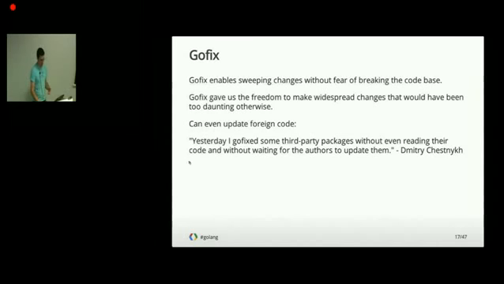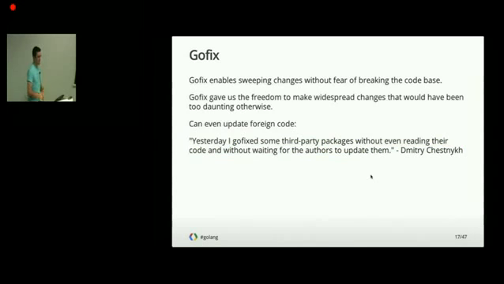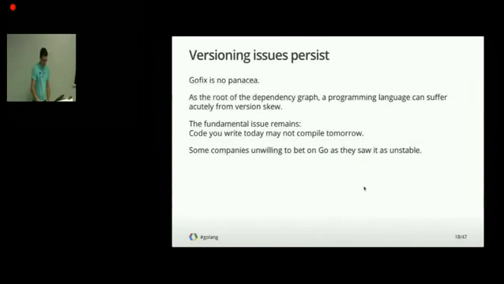And so this is a quote that we had shortly after the release of GoFix, which is somebody saying, yesterday he just GoFixed a bunch of third-party packages blindly, and he just recompiled and it worked. And there's something pretty impressive about that, I think.